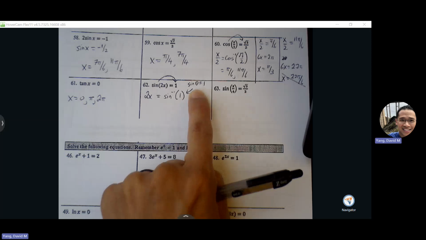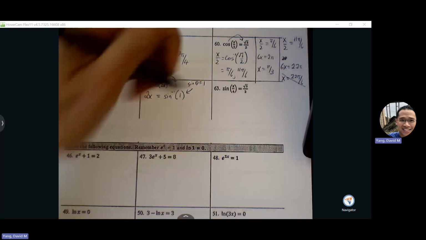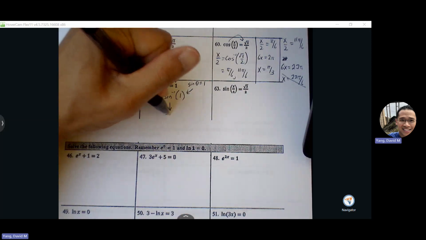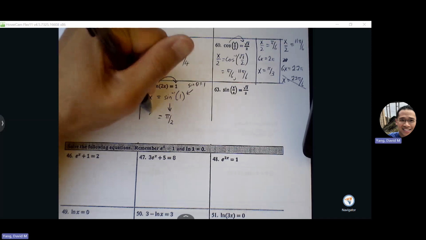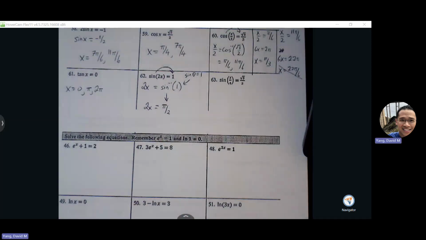So when is sine equal to 1? Well, sine is equal to 1 at pi over 2. So we can replace this with pi over 2, and that will allow us to solve for x.